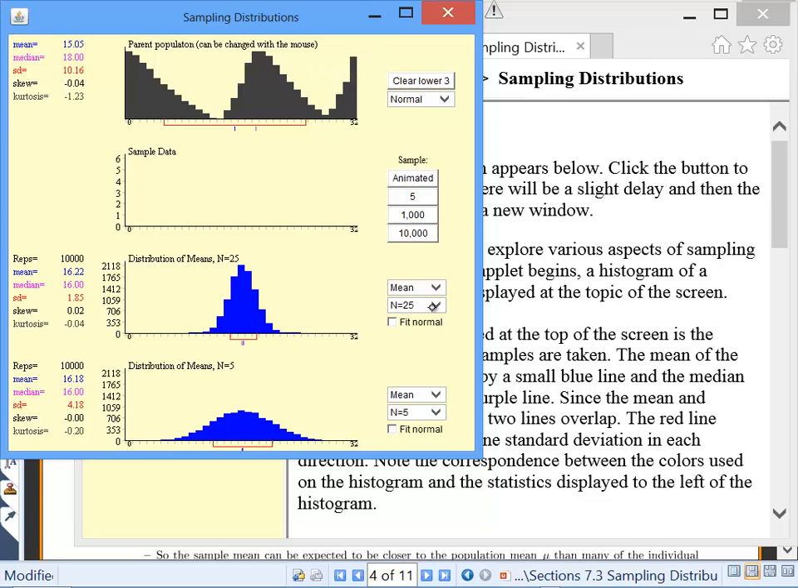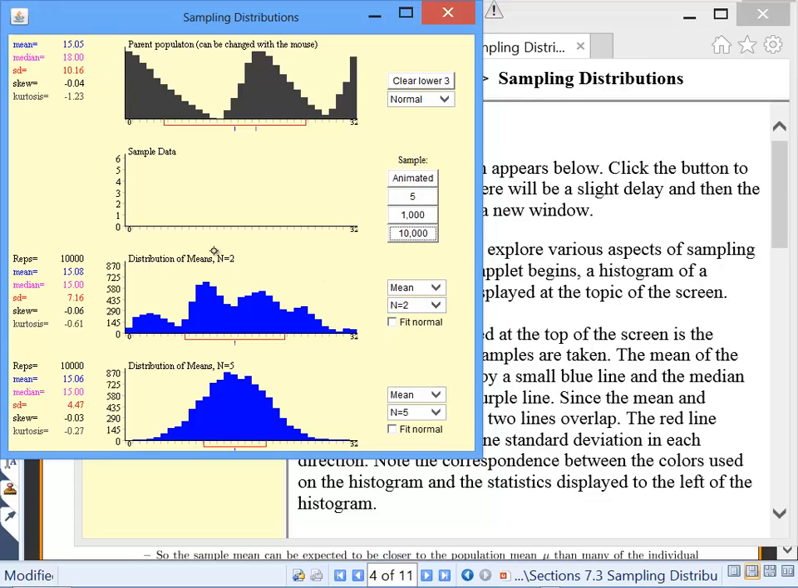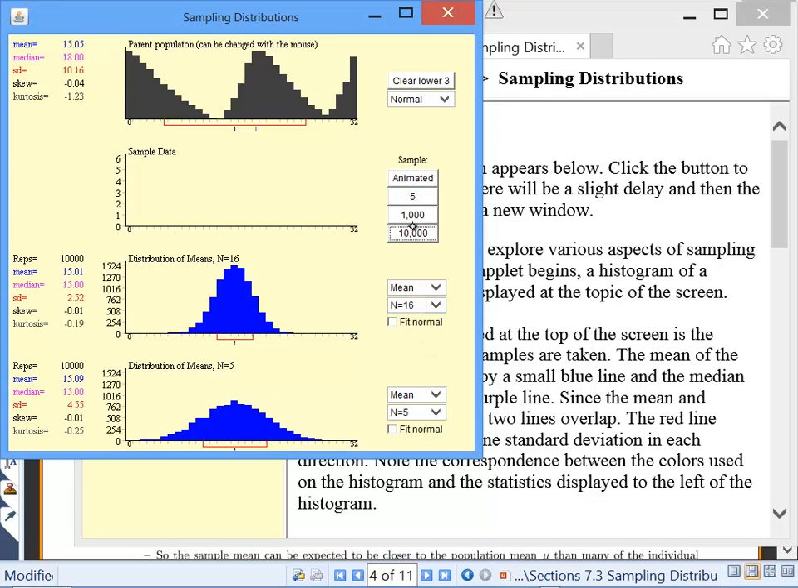Okay. Let's start with a sample size of 2. Notice at a sample size of 2, it still looks kind of interesting, right? It still has lots of modes, and that's because my original population had lots of modes. Okay, but it is trying to look a little more normal. By the time I get to 5, it looks pretty normal. By the time I get to, say, 16, it looks even more normal. And again, for my means, I have 15, 15, 15. My standard deviations, though, go from 10 to 4.5 to 2.5.